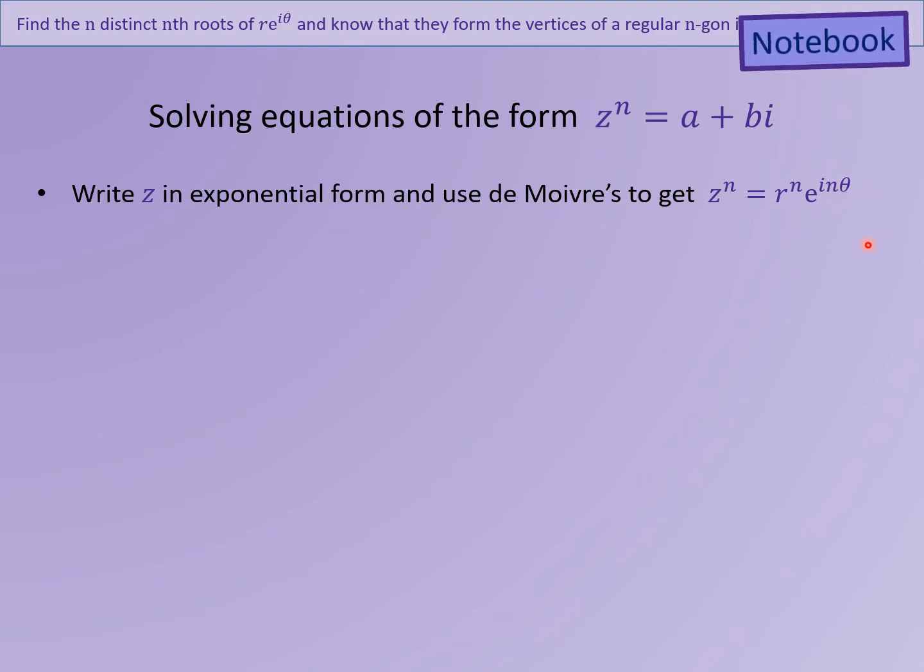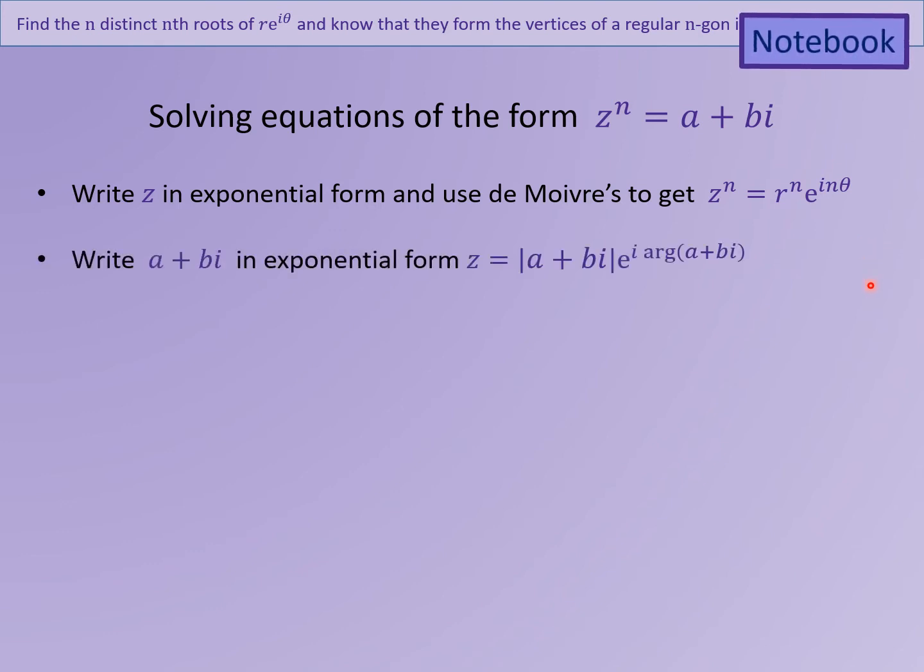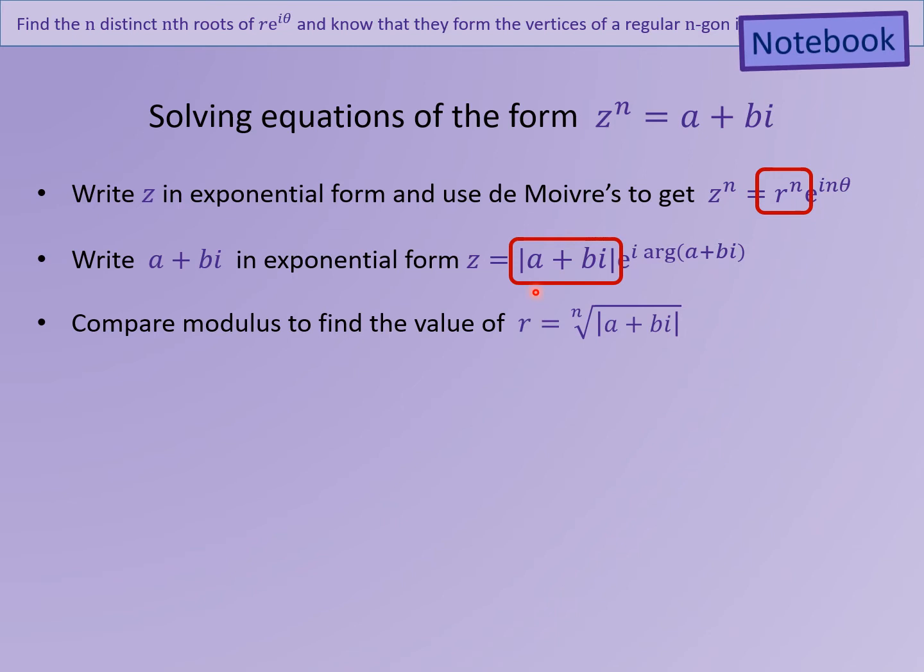Then once you've written it out using de Moivre's theorem, you can write a plus bi, the other side, in exponential form as well. Okay, remember to just pause if I'm going too fast. So in this case, a plus bi is the modulus on the front and the argument up there. All right, so nothing new there. Just find the modulus and argument of that, put it into that form. Then what you can do is compare. So the front bit, the modulus of a plus bi, has got to be equal to r to the n. Those 2 have got to be the same. So with a simple bit of rearranging, taking the nth root, then you can work out your r value.